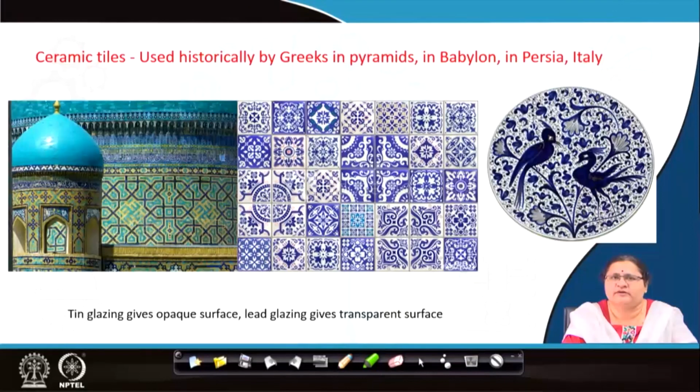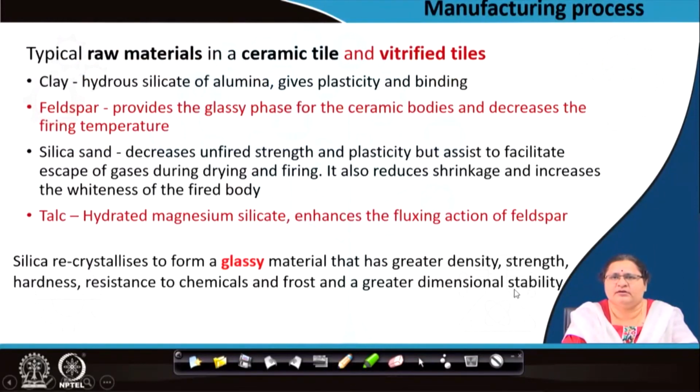So, there are lots of such historic examples still there, and it is seen that mostly during those days also it was either lead glazing or tin glazing. Tin glazing gave an opaque look, whereas lead glazing gave a transparent look. Delft of Netherlands is also famous for its Delft ware. So, let us now come to the manufacturing process.